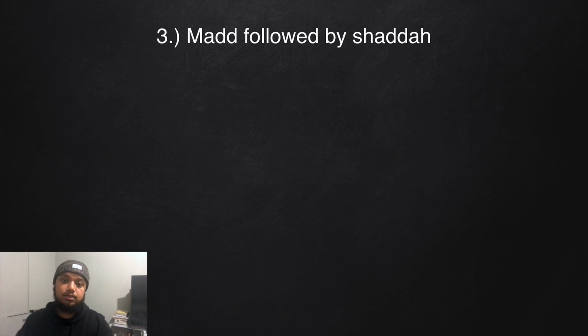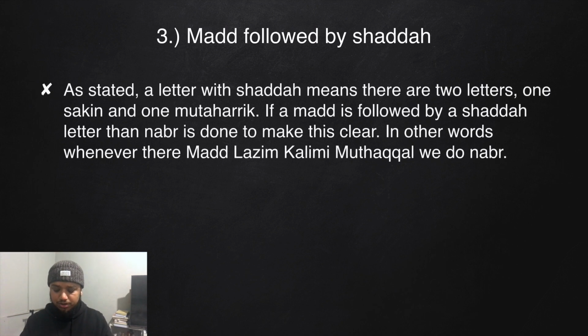Now the third instance in which we do nabr is whenever we have a mad followed by a shadda. This is because, as you may have guessed, there is a shadda. We need to let the listener know that there are 2 letters, one sakina and one mutaharrika. We need to give every letter its right. So if a mad is followed by a shadda letter, then nabr must be done in order to make this clear. In other words, whenever there is mad lazim kalimi muthaqqal, we do nabr.